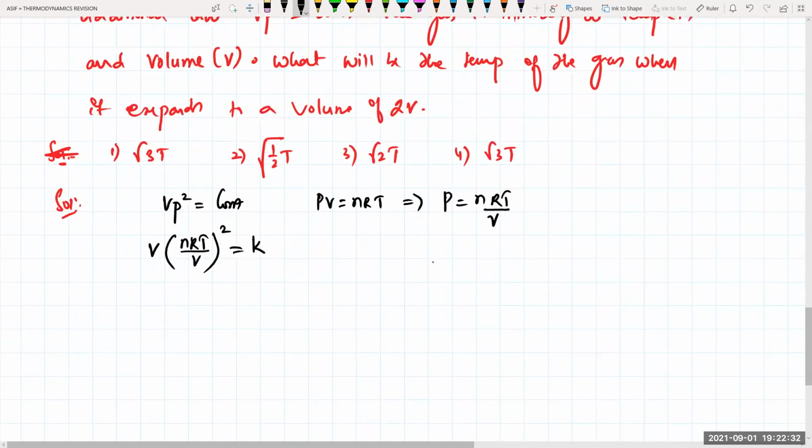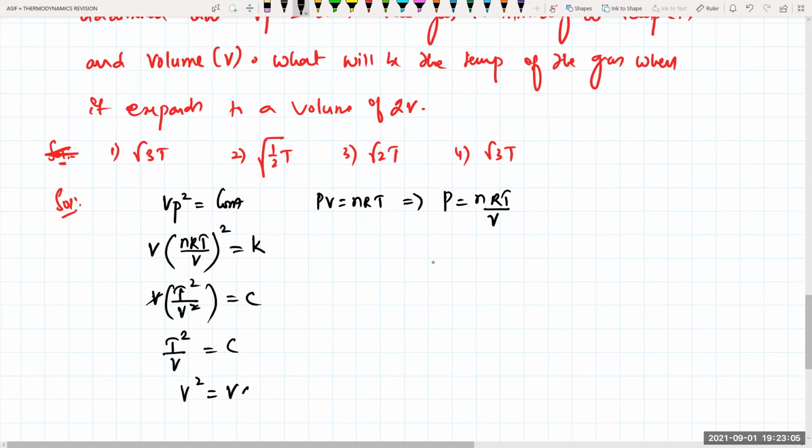Okay, so now n is a constant, R is a constant, and here we need to write the relation between temperature and volume. So I'll be writing this as V into T square divided by V square is equal to a total constant, I'm taking it as C. That means this V and this square will get cancelled. So T square divided by V is equal to some constant, that is nothing but C. That means T square will be equal to V into C.